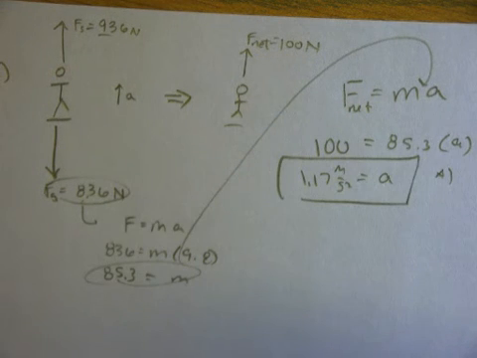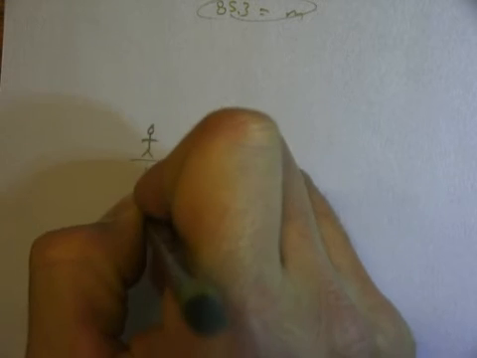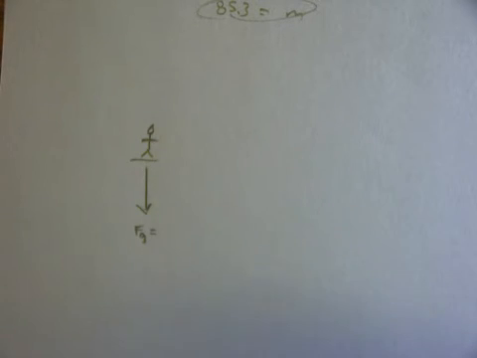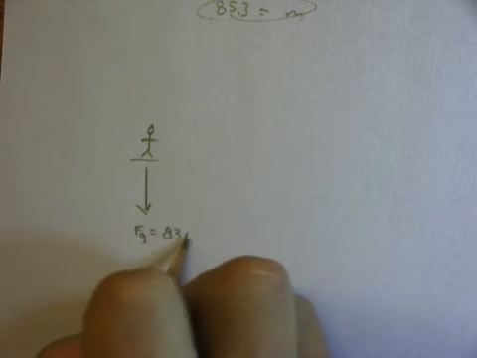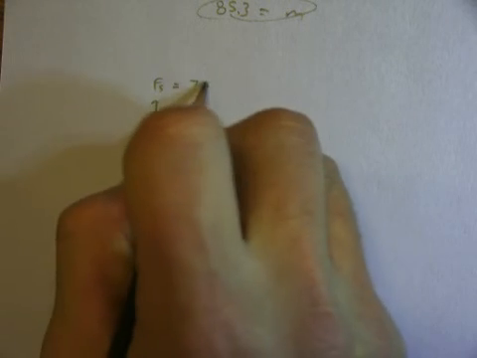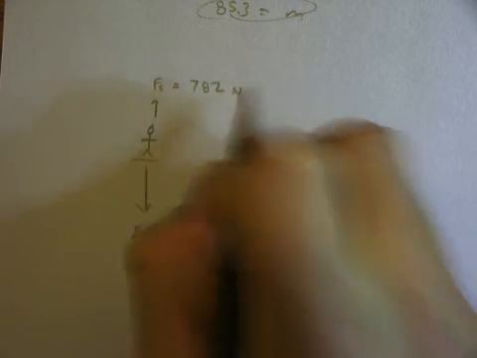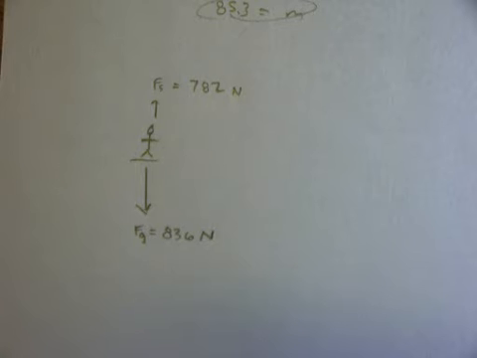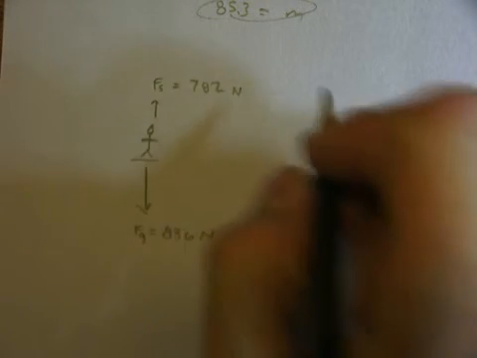Part B says, as the elevator approaches the 74th floor, the scale reading drops to 782. So we're going to start this whole process over. Person on a scale, gravity's still going to be the same thing, 836 newtons. Scale pushes up at them a little tiny amount this time, and it's 782. Right? So you subtract those, 836 minus 782, and you get 54.